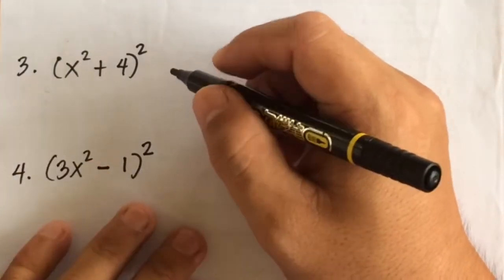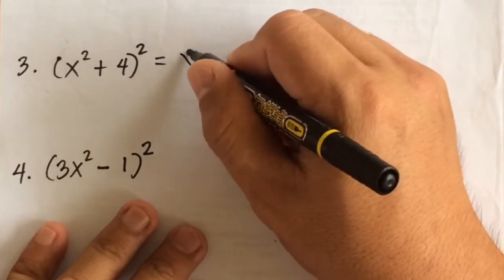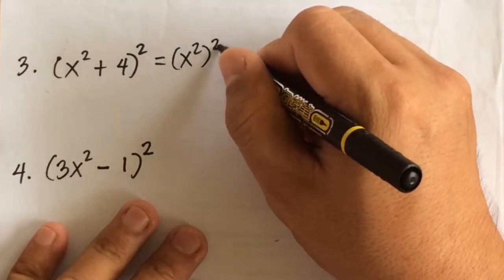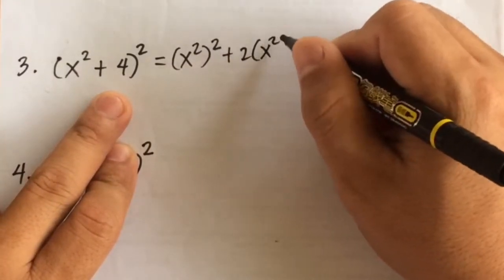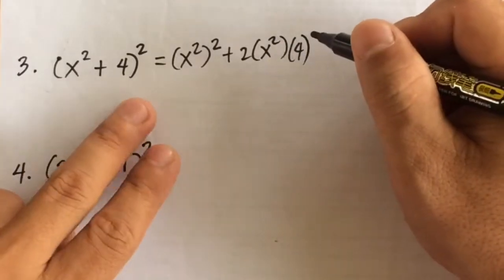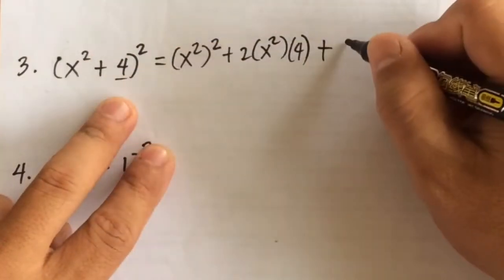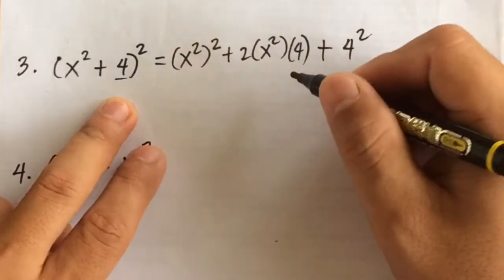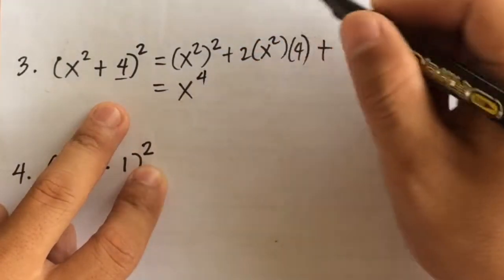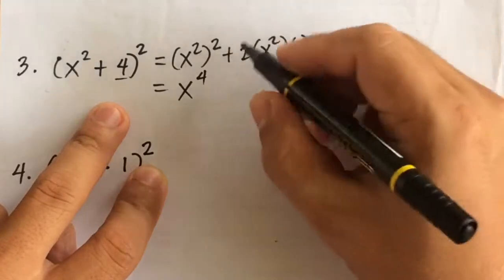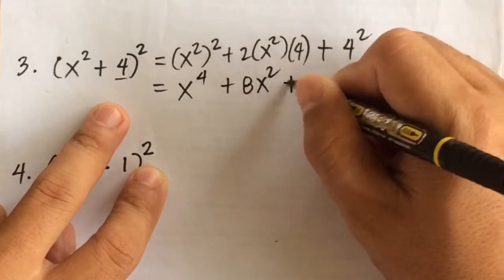Then number 3, the quantity of x squared plus 4, squared, will be equal to the square of the first term, so (x squared) squared, then twice the product of the two, so plus 2 times x squared times 4, and the last term will be the square of the last term 4, so plus 4 squared. So (x squared) squared, that will be x to the power of 4, then 2 times 4 is 8 times x squared, that will be plus 8x squared, then 4 squared will be 16.